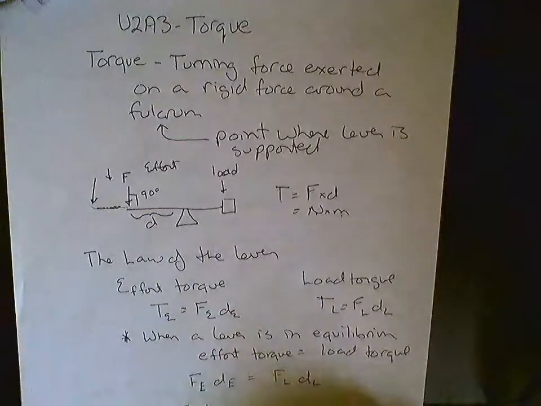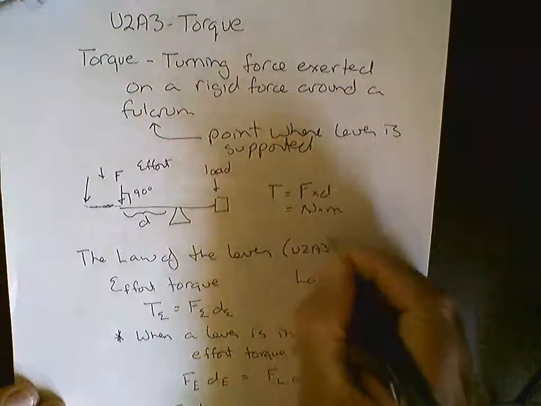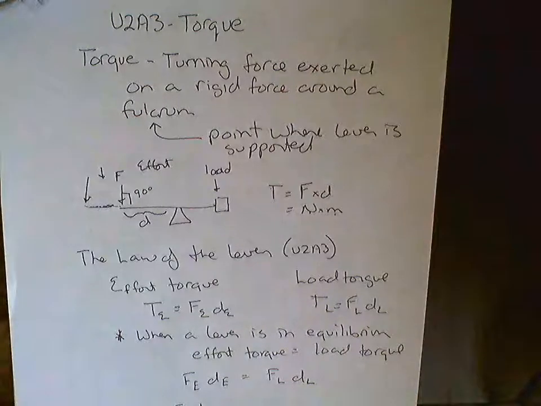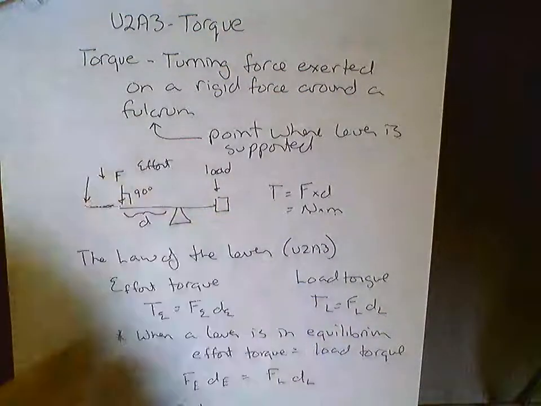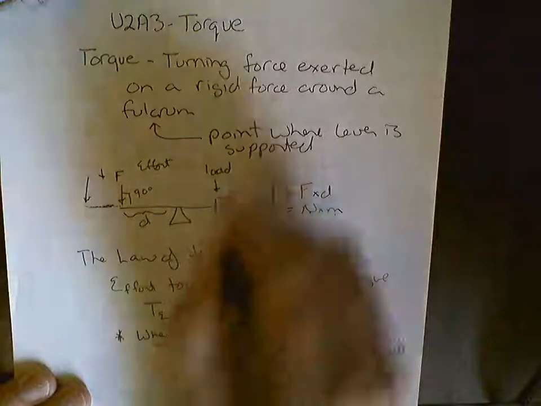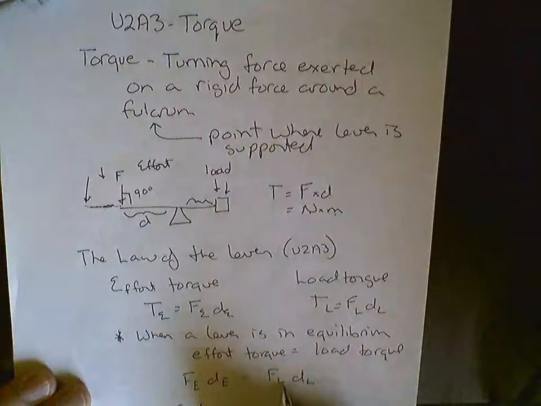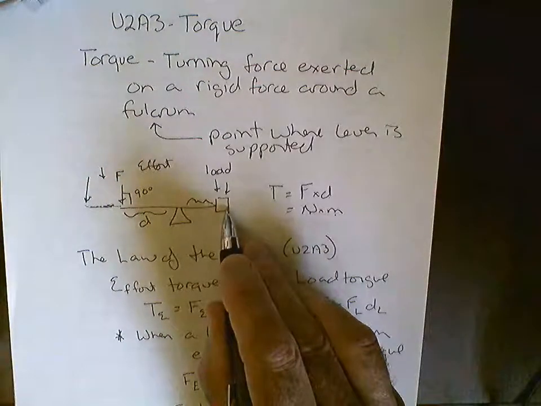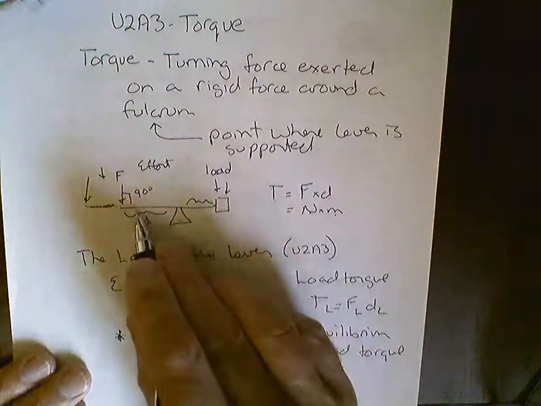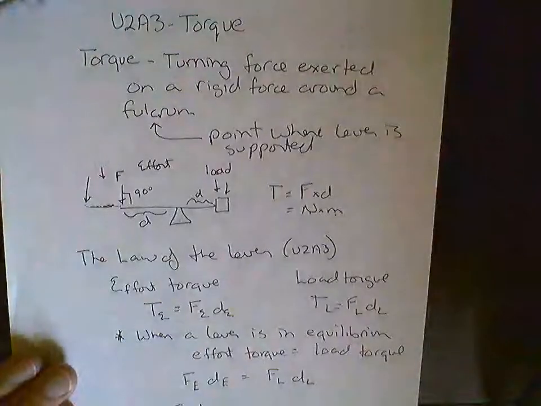What we come to next is something called the law of the lever, and you are going to be working on activity U2A3, law of the lever. In that activity, you're going to look at effort and load. When we talk about load, remember this load also has a force because it is pushing down, and there is a distance here. So FL is the force of the load, and DL is the distance that the load is away from the fulcrum. And remember, the fulcrum is the point on which this lever pivots. We also have to take into consideration the distance.